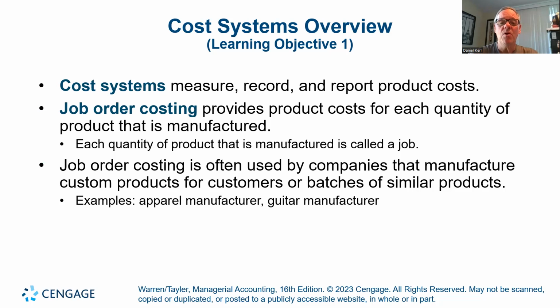Job order costing is used by companies that manufacture custom products for customers or batches of similar products. So an apparel manufacturer or a guitar manufacturer, as we have in our model company, Gibson Company, or Legend Guitars, I believe we're calling it. So we're going to be continuing with the discussion of the guitars that we introduced in chapter 1.